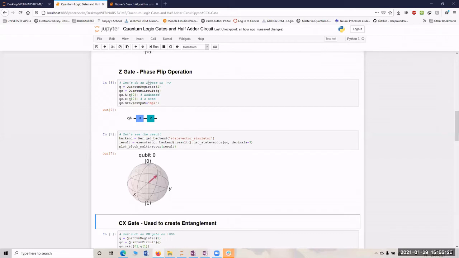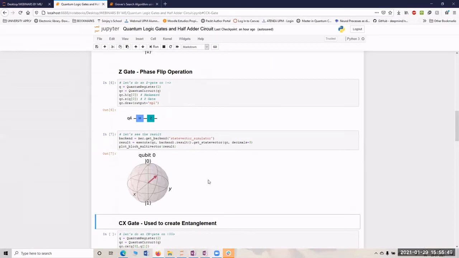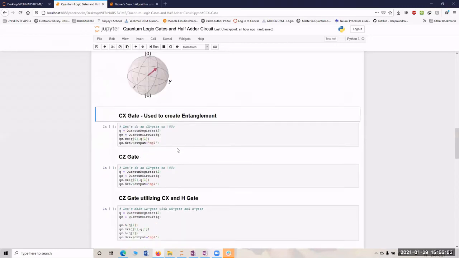So that's essentially the operation of the Z gate, because if you start applying the Z gate to this, first you will apply Z to 0, nothing will happen. Then the Z will go here because of linearity, and that will turn into minus 1. So ultimately you get the state minus. And that's the essence. Let's move to 2 qubit gates.